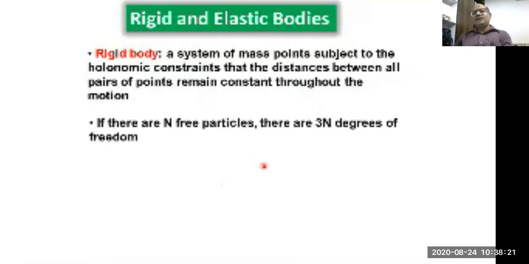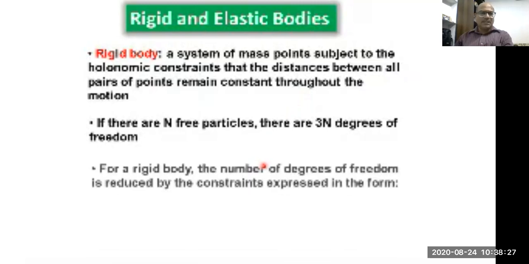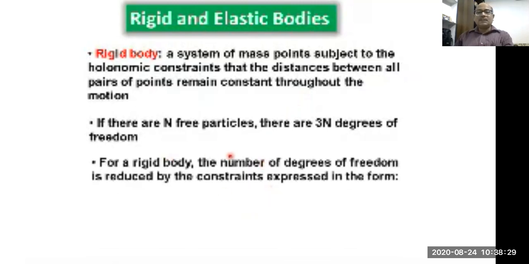If there are n free particles, there are 3n degrees of freedom in that body. For a rigid body, the number of degrees of freedom is reduced by the constraints expressed in this form. If there are certain constraints or restrictions on the motion of that object, the number of constraints we can create on that rigid body reduces the total number of degrees of freedom.